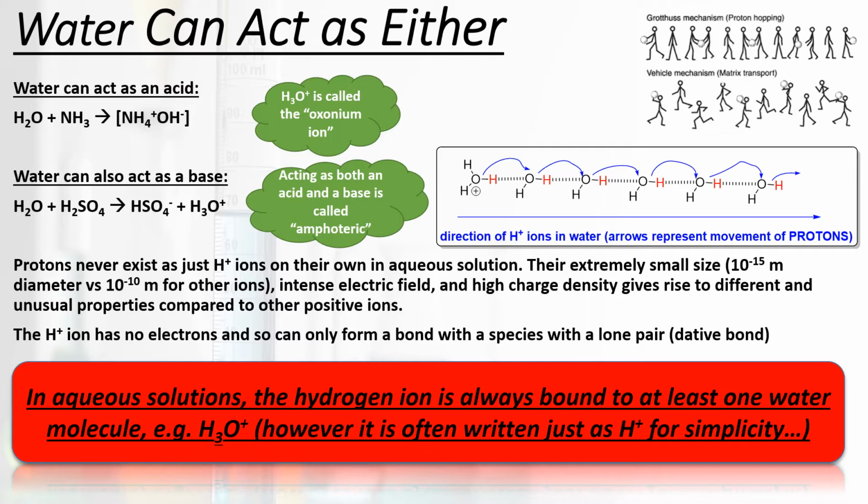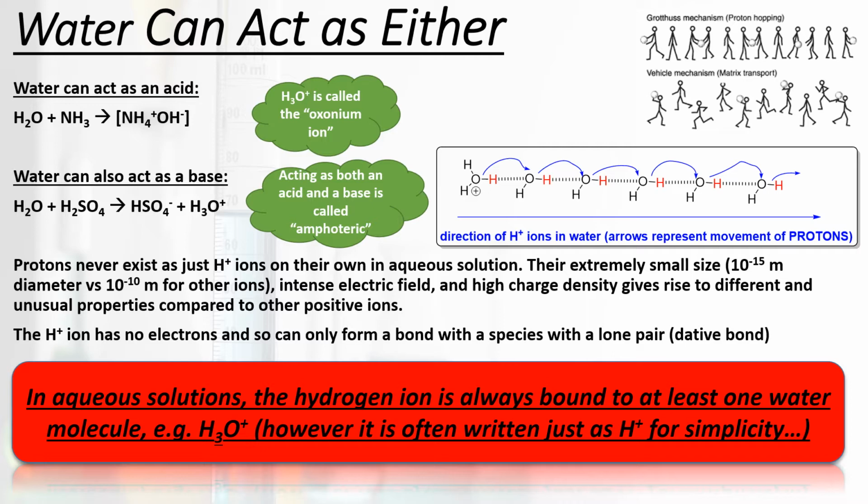And when the H2O molecule accepts an H+ ion, we end up forming this H3O+ ion, and this has a special name. It's called the oxonium ion or the hydroxonium ion. And if we have a species like this, like water, that can act as both an acid and a base, it's called an amphoteric species.